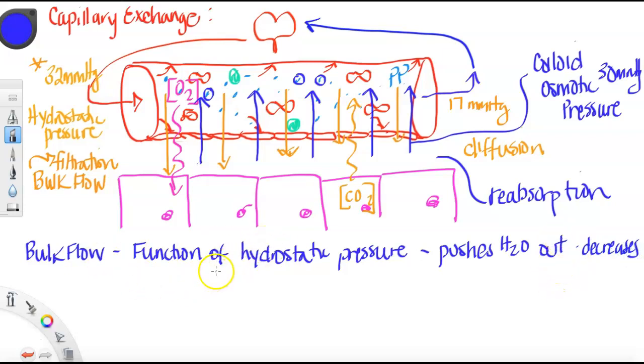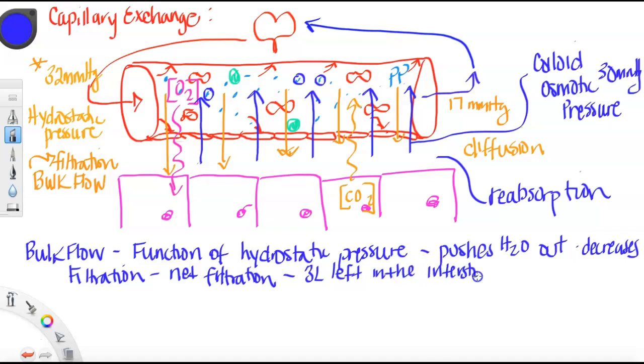All right, so it creates a filtration. Again, the fluid water is coming out plus whatever else will fit. So it's not specific, and that's why it's filtration. So there is a net filtration that happens here, and that net filtration over a 24-hour period is about 3 liters. So there's 3 liters left in the interstitial space each day.